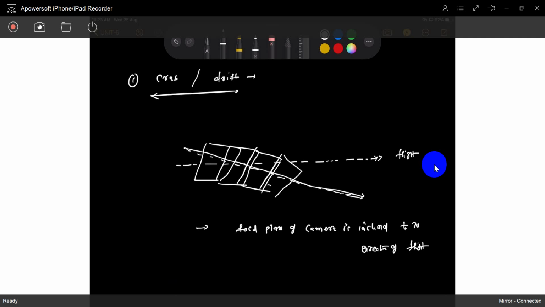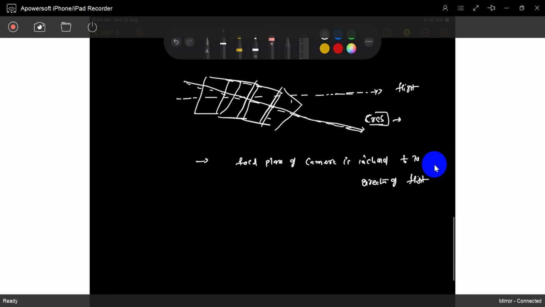The flight is okay, it will go exactly perfect, but the photographs may come like this, chances are there. This is called crab. It should be eliminated, otherwise you can't match the photographs by the data. Okay, this is called crab.